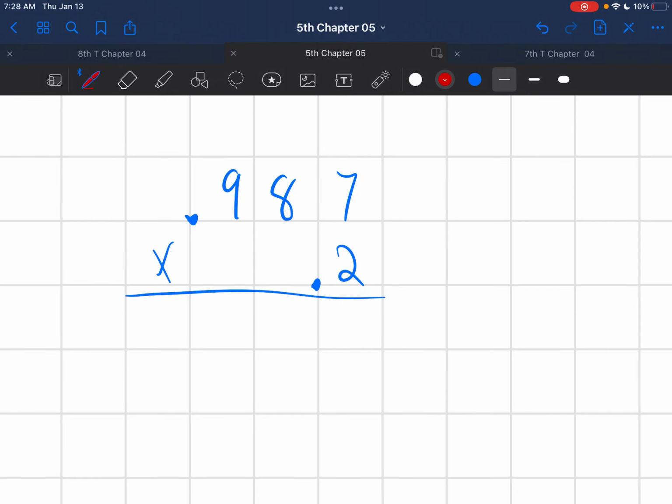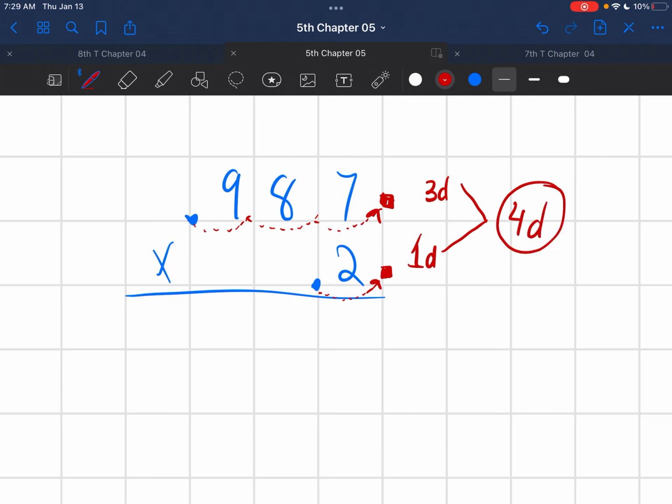All right, here's another one. Let's see if we can multiply. Remember, we don't like to multiply with decimals, so let's remove it. I'm going to do this one first. So that's 1D, right? And then over here, let's see how many I got. I got 1, 2, 3. So that's 3 decimals up here. So in total, how many decimals did I move all together? I moved 4D.